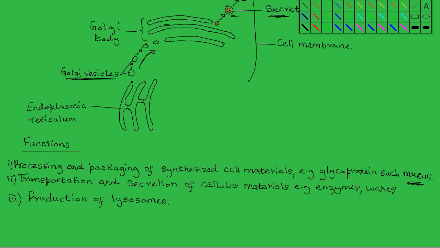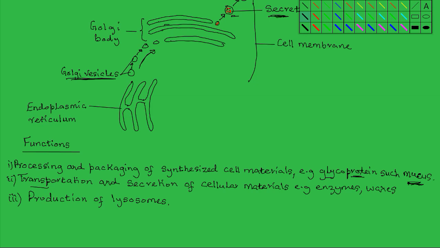Mucus also plays an important role in the regions of the body where there is movement, by acting as a lubricant. So, formation of mucus occurs in the Golgi body, where carbohydrate is combined with the protein to form materials such as the mucus. The second function of the Golgi body is transportation and, of course, secretion of the cellular materials in the form of secretory vesicles.